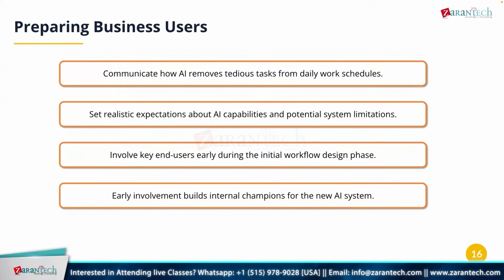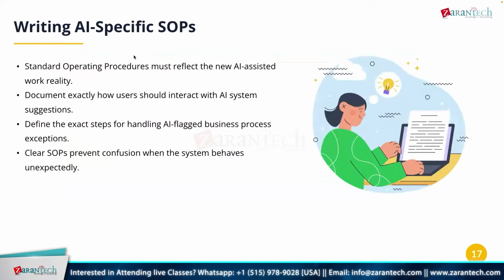The next one: communicate how AI removes all these things we have already discussed. Next one, writing AI-specific SOPs. SOPs means what? Standard operating procedures. These SOPs must reflect the new AI-assisted work reality.